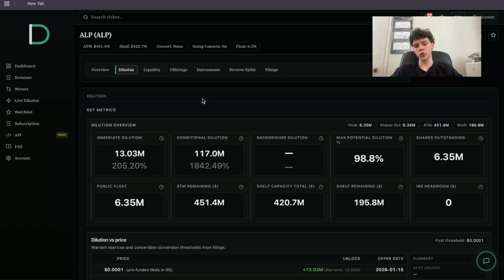Of course they cannot use it because they are limited by the baby shelf, so they cannot use it all at once, but still it means they have so much headroom and so much possibility to dilute you. So yes, they filed a 400 million ATM. Keep this in mind, this is an important dilution metric for why people would want to short the stock, right?